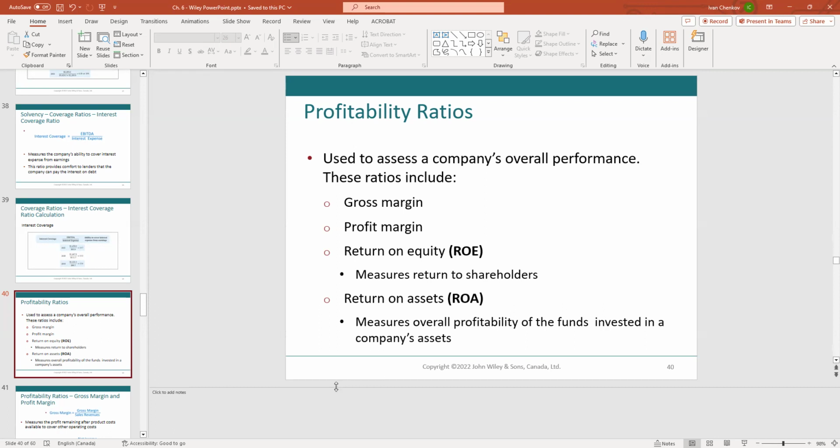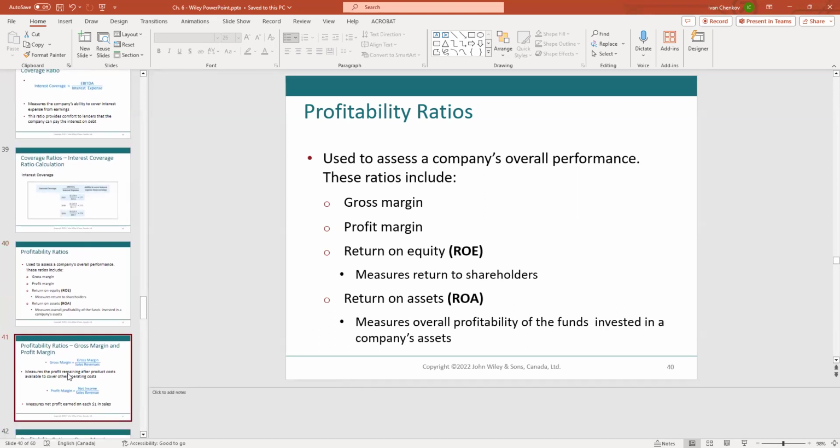And then you're going to get return on equity, which will measure how much is your return for the shareholders, and return on assets, which will then measure the profitability of the money that you invested in the company assets. Let's go with the gross margin.